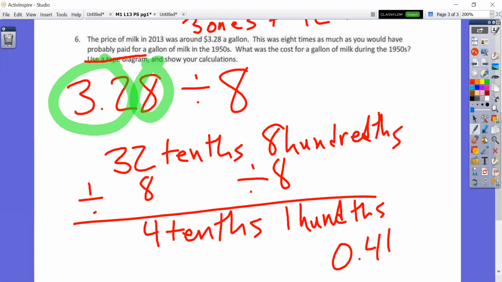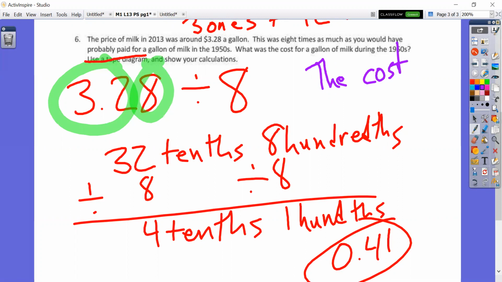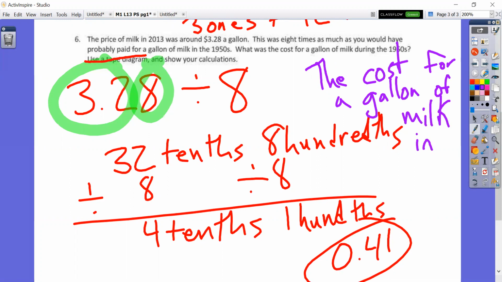And we're showing our calculations. So what was the cost per gallon? Well, here's the answer, but let's put it in a statement. What was the cost per gallon of milk during the 1950s? Actually, let me change color so you can see where I'm writing a little bit nicer. The cost for a gallon of milk in the 1950s was 41 cents, or 0.41 of a dollar.